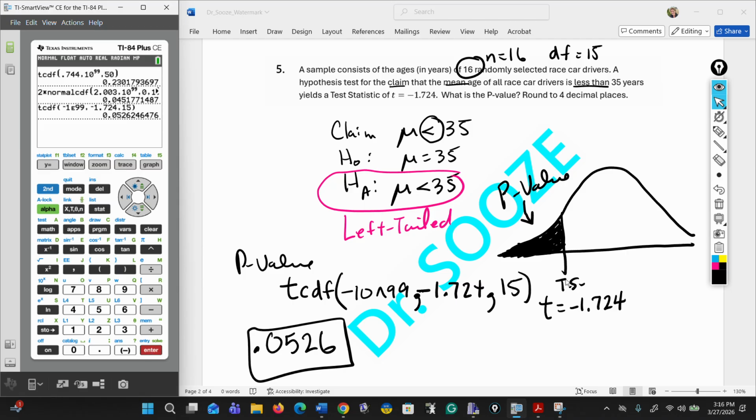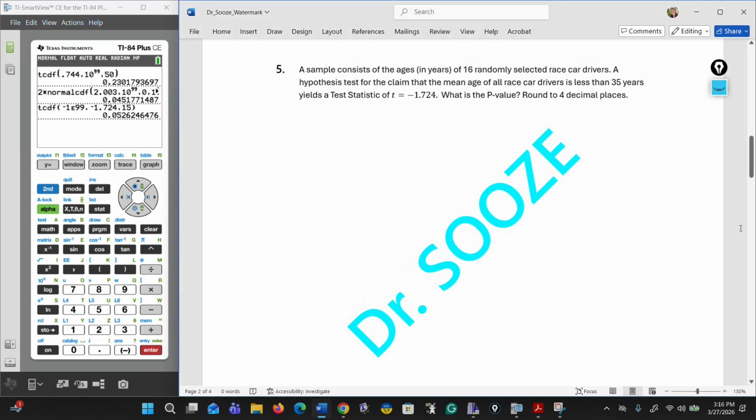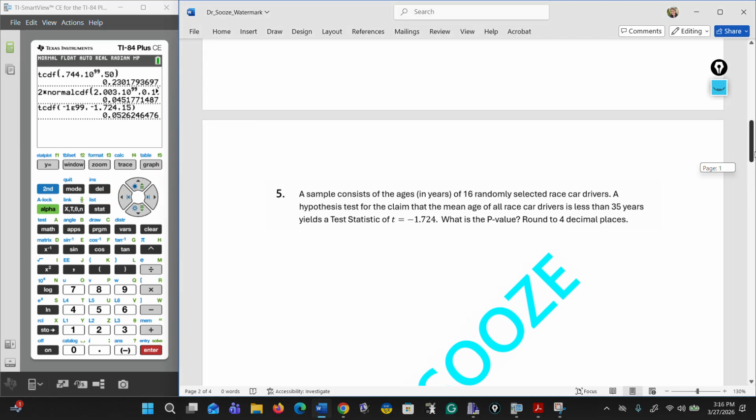Okay. All right, so I hope out of those 5 examples that's enough for you to get an idea of how to calculate p-values.